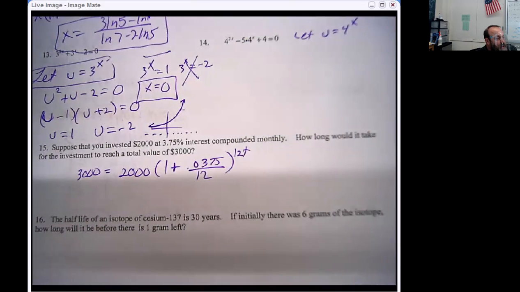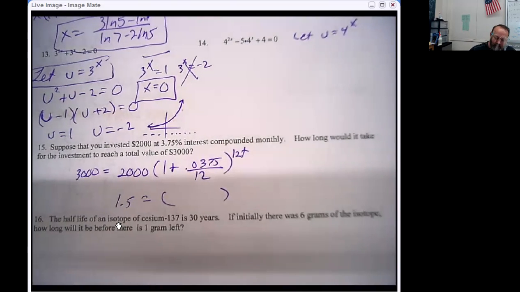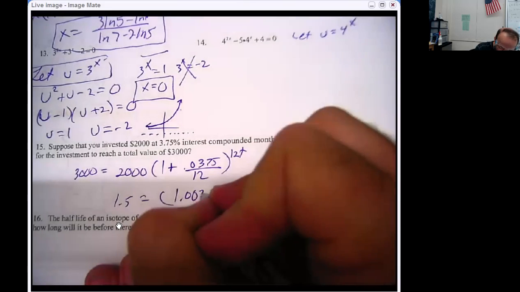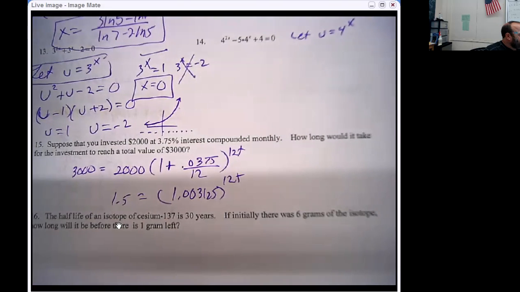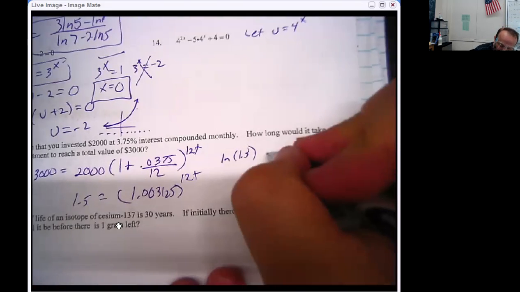What's the first thing you're going to have to do? You're going to have to divide by 2,000. You're going to get 1.5. Now, I'm going to convert 1 plus 0.0375 divided by 12 to a decimal, which is 1.003125. Now that I have my exponential isolated, what do we want to do? What was the whole deal that we just talked about? Every time you see that variable up top, we take a log. So I'm going to take the natural log just because I like it. You may not.